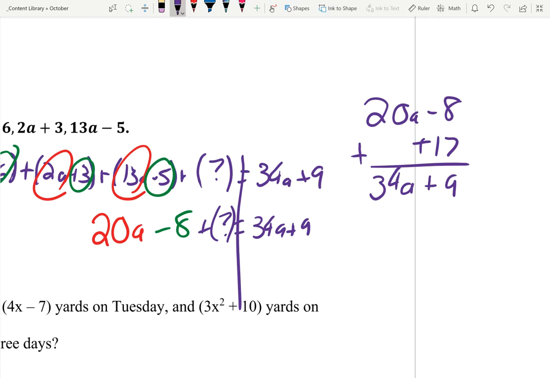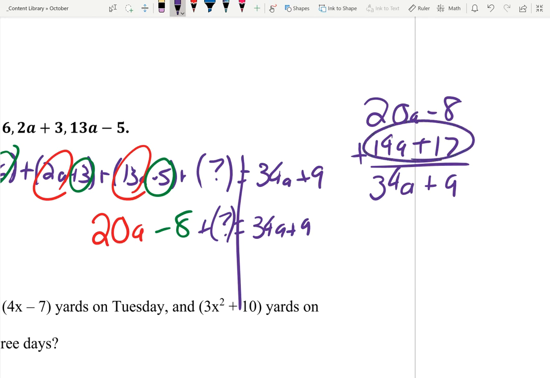So there's the first part, and then we look at the a's, right? We have 20a, and we end up at 34a. So 20 plus something makes 34, and in this case, 20 plus 14 makes 34. So this would be 14a. So the answer would be 14a plus 17.